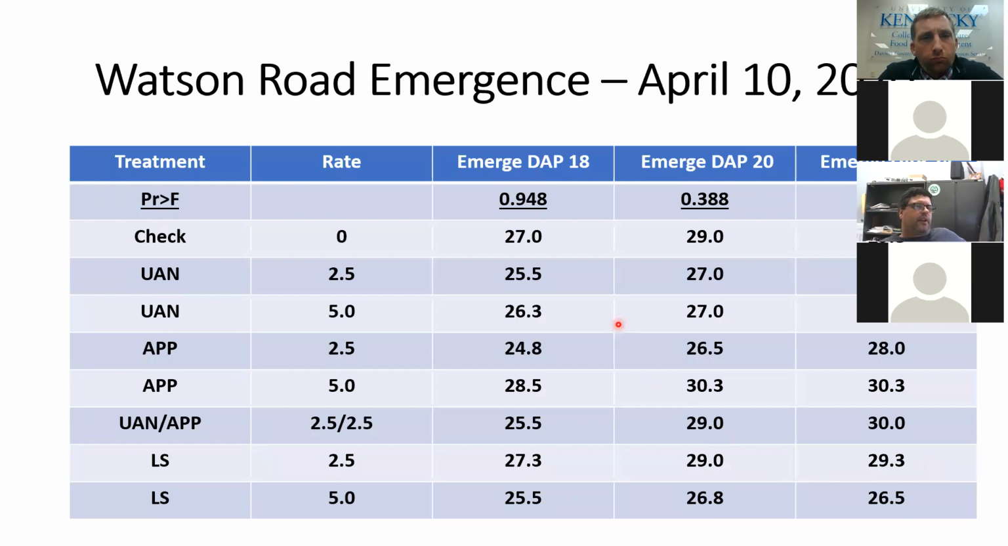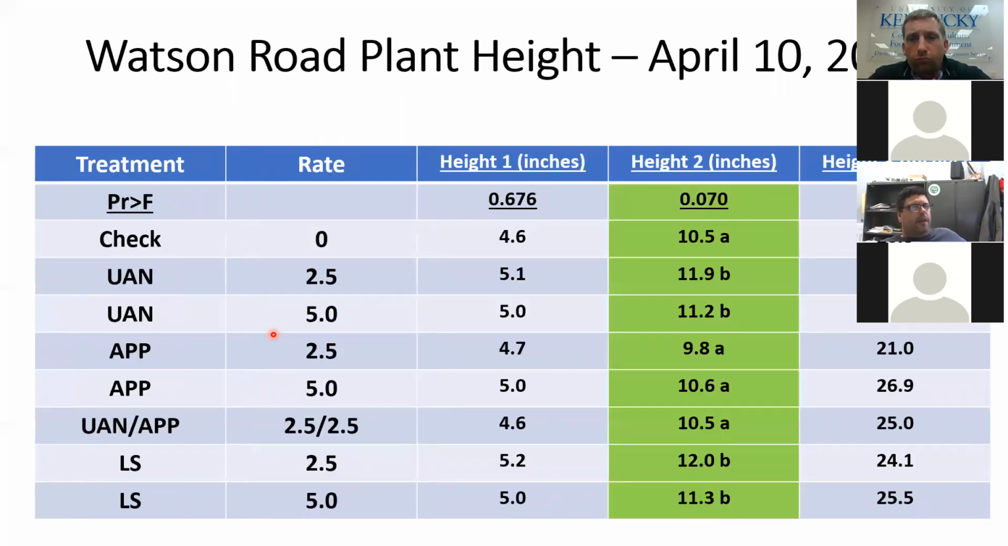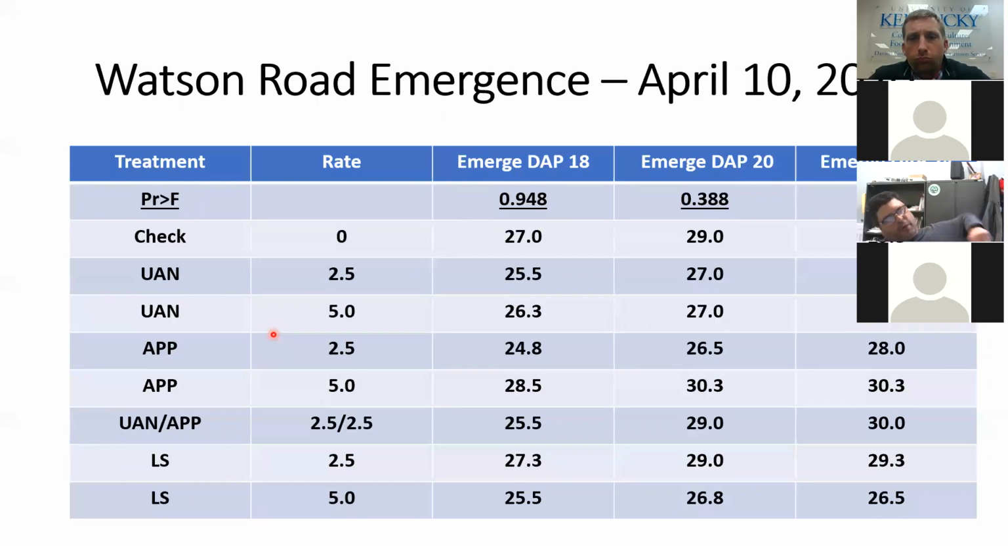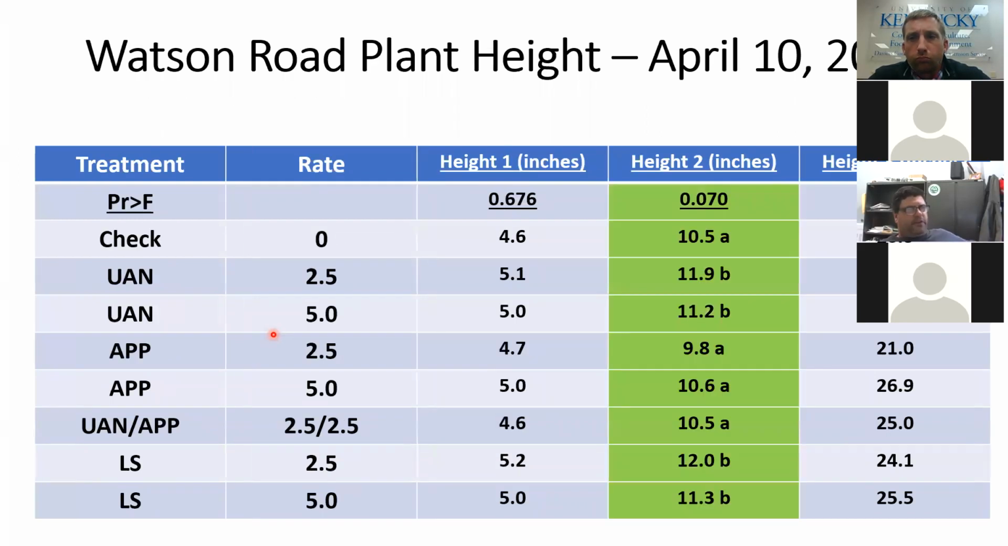So here is our emergence. Remember this probability of a greater F, 0.95, 0.4, 0.2. Really, there's no difference in emergence with any of these plant dates with any of the products. So whether you use a product or not, we're going to get the same emergence. And I'm sorry, this was planted April 10th. This is the early planting on Watson Road. This is the same thing.